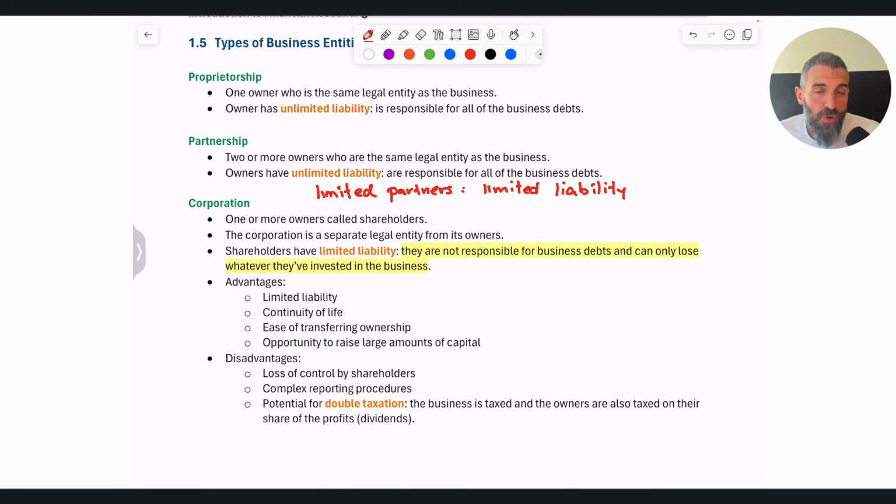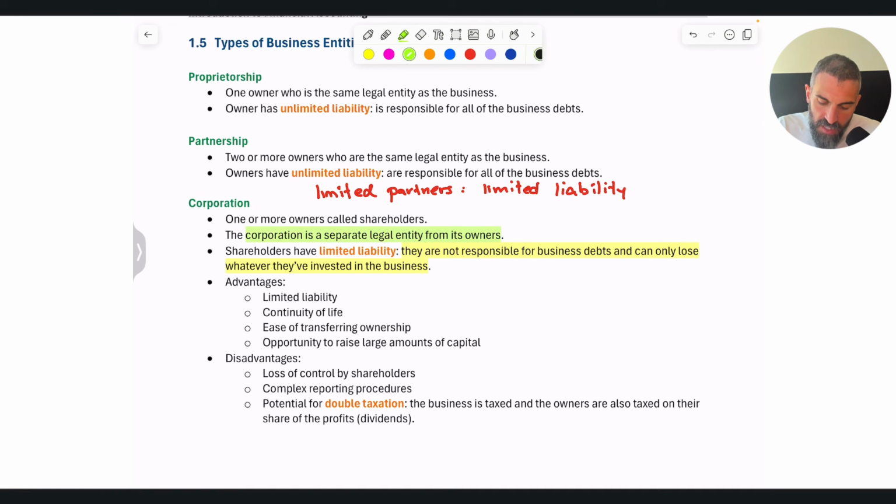Which takes us to corporations. So corporations are kind of the most popular form of corporate structure. The main benefit is that, limited liability. The owners, which we call shareholders, are not at all responsible personally for the debts of the business. So if a business goes bankrupt, that's okay. The investors, the shareholders, will lose whatever money they've invested, but they're not going to lose more than that.